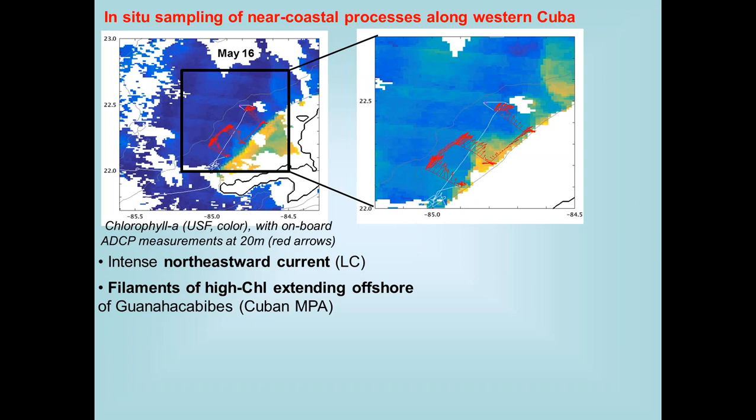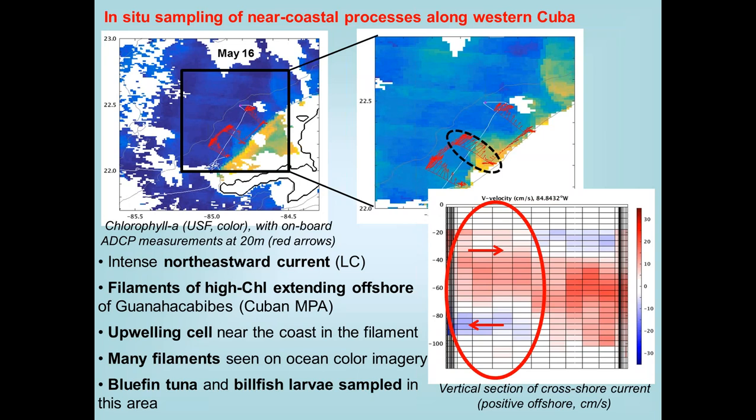And this is the surface current that we encountered. It's dominantly to the northeast, because the loop current, as we saw, was retracted and pushed really close to the Cuban coast, so the dominant current was northeastward following the loop current. But looking at this transect really close to the shore, we saw again in the vertical section of offshore current a Napoleon cell, with offshore current on top and onshore current at the bottom. This is again typical of upwelling, and this is an area where we see filaments many, many times, most of the time much larger than the one that we sampled here.